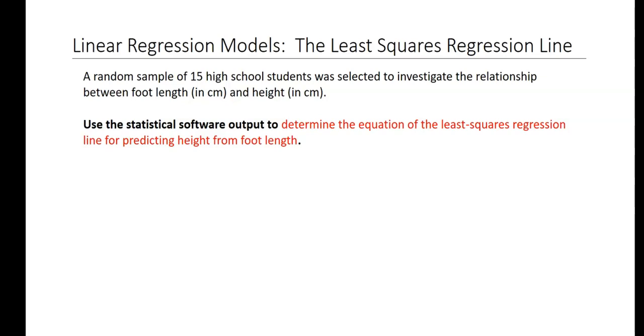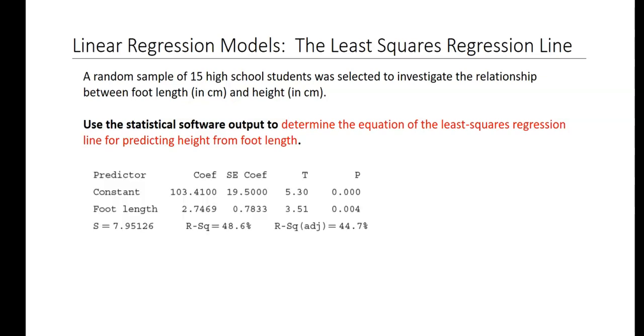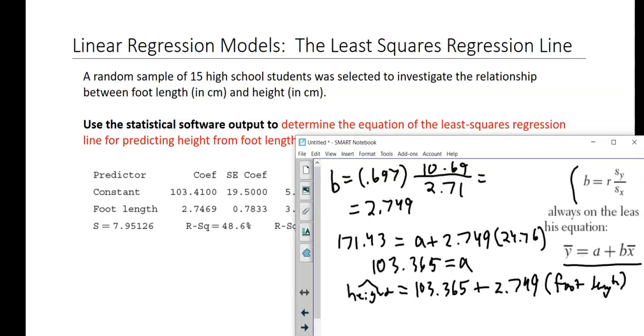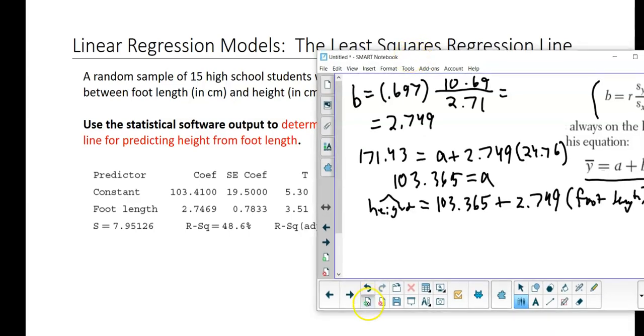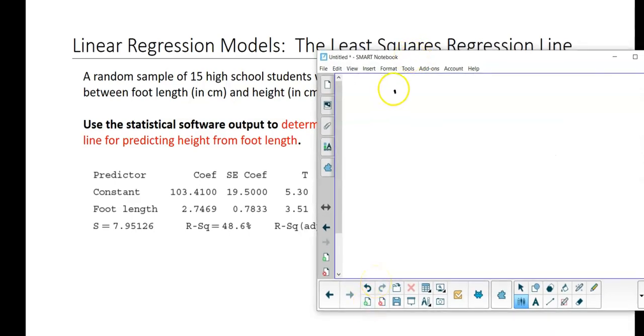Okay, so a random sample of 15 high school students is selected to investigate the relationship. Here's the output, right? So this is what you do with that. So you go, okay, so let's look at this. I know my equation is y hat equals a plus bx.